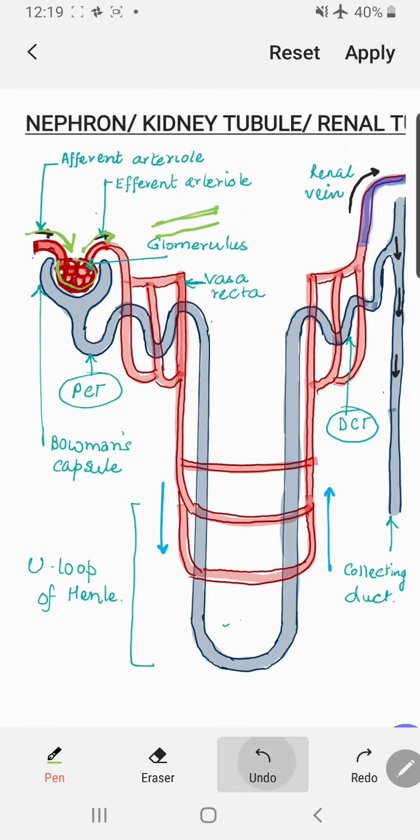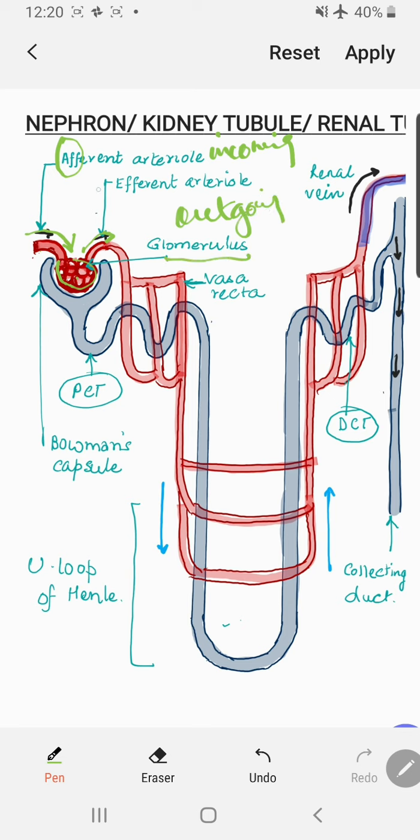So I hope you have understood. Arterioles are the branched arteries, and afferent, the one which starts with A, is incoming and efferent is outgoing. That means the blood supplied into the glomerulus is by the afferent arteriole, and the blood which is taken back out of the glomerulus is by the efferent arteriole, right? So I hope this much is clear to you: glomerulus, afferent arteriole, and efferent arteriole, right?